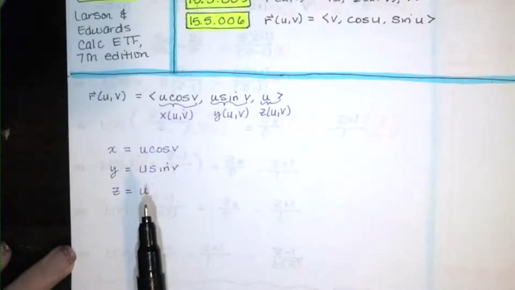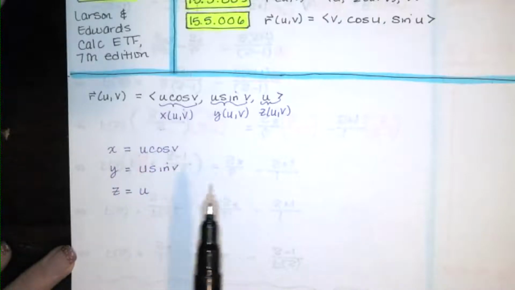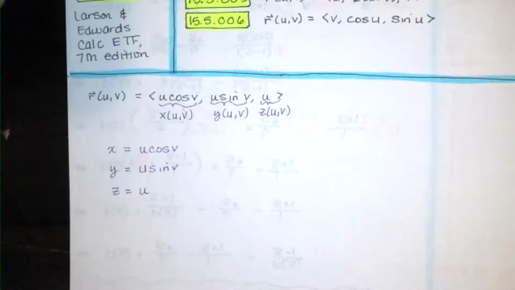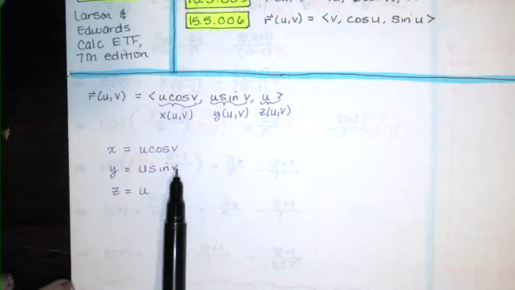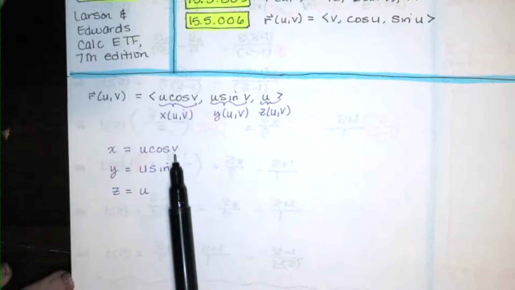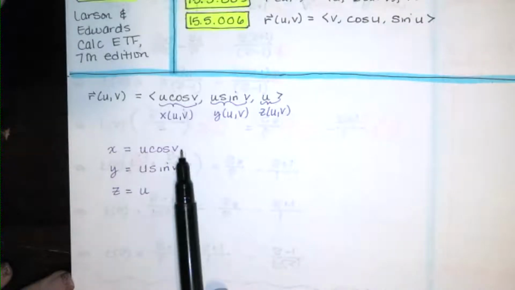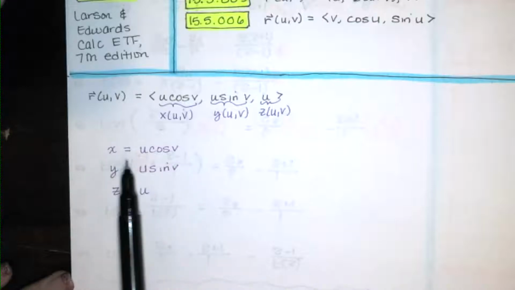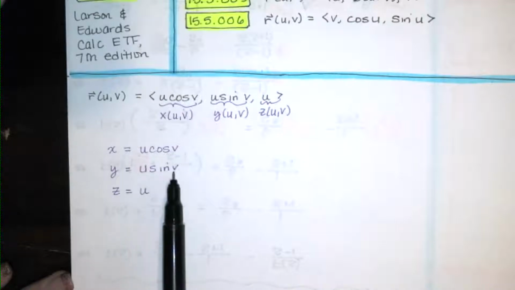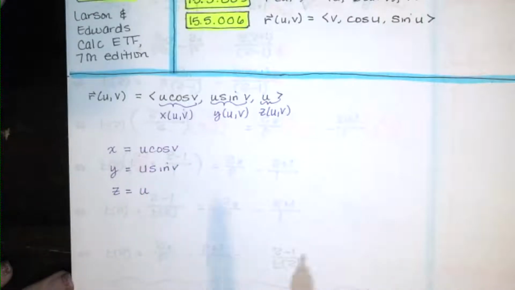Now, when we're graphing plane curves or space curves, R is usually a function of t, and we would typically solve one of the equations for t and then substitute into the other equation or equations in order to find some relationship between x and y, or x and y and z. This is similar, but things get a little tricky with trig functions. If I were to solve this for v, I would end up with an arc cosine of x over u as my v. And if I substitute arc cosine of x over u for v here, I see that y is equal to u times sine of the arc cosine of x over u. It doesn't get simpler, it gets more complicated.